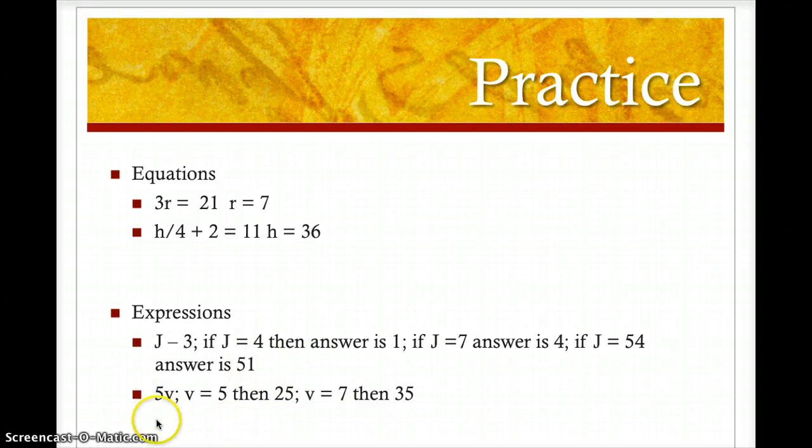Okay, then down here we have 5 times v. Remember, the letter next to a number is multiplication. So if v is 5, then it's 5 times 5, which is 25. If v is 7, then it's 5 times 7, which is 35.